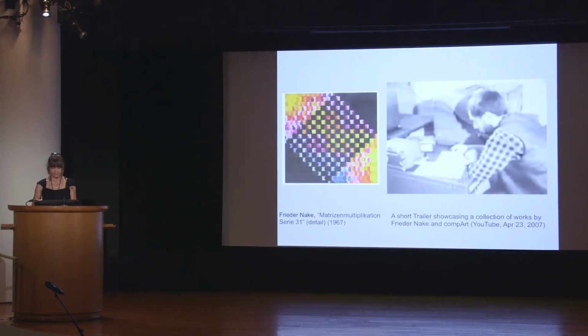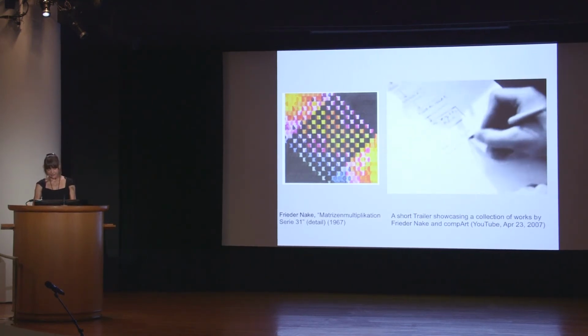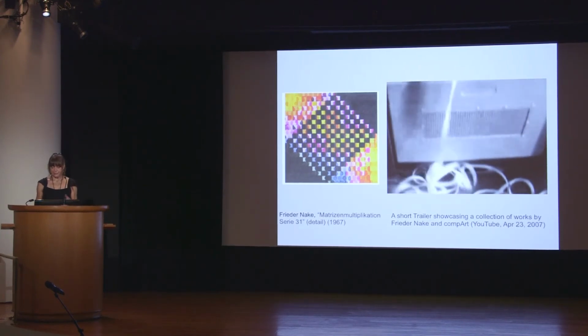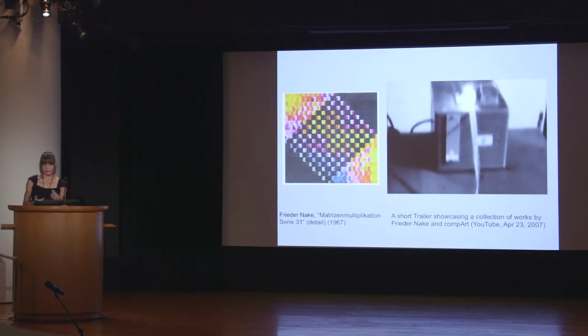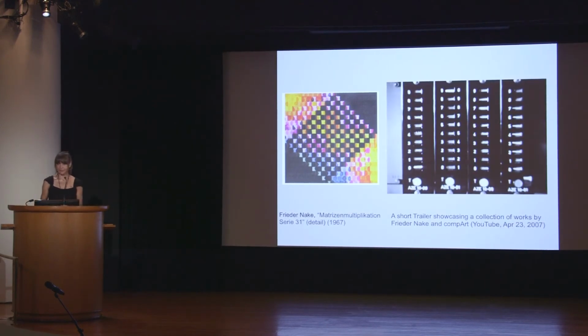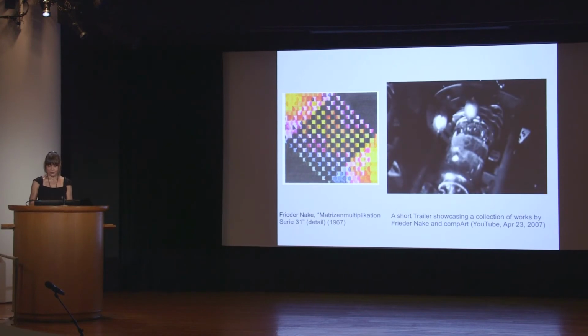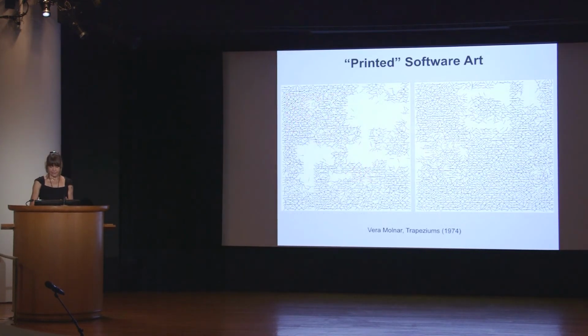So here is an example of Nake's Matrizenmultiplikation, and what you see in this short trailer about computer art is really the process of creating that work. So these were often works written in machine language and then printed out again through punch cards and big machinery working on the back end. But what you then see on the front end are these pieces of printed software art.